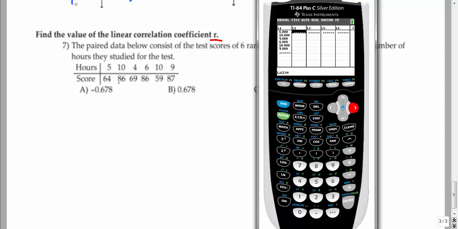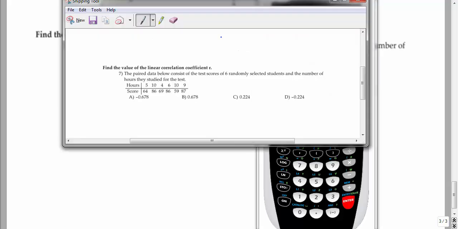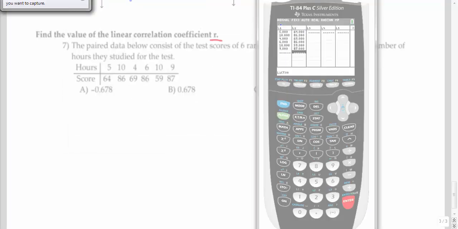Okay, and then for score, I'll have 64, 86, 69, 86, 59, and 87. Now one of the important things to remember here is make sure all your points are across from each other. Now I'm going to take this information and then we're going to go ahead and run a test, and in the test results we'll have the correlation coefficient.